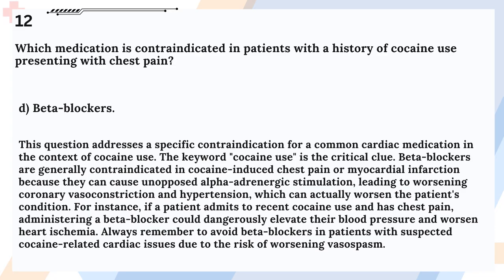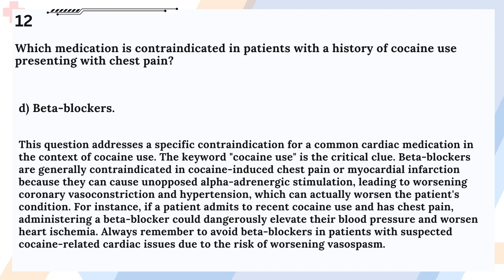Answer: D. Beta blockers. This question addresses a specific contraindication for a common cardiac medication in the context of cocaine use. The keyword cocaine use is the critical clue. Beta blockers are generally contraindicated in cocaine-induced chest pain or myocardial infarction because they can cause unopposed alpha-adrenergic stimulation, leading to worsening coronary vasoconstriction and hypertension, which can actually worsen the patient's condition.